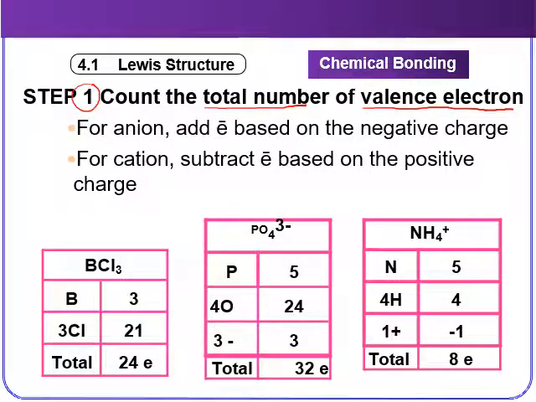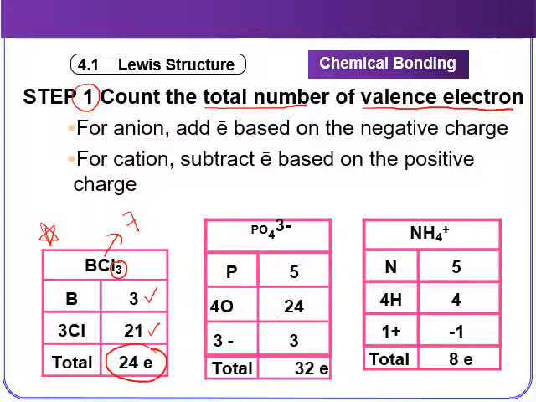So it is a reminder, try to remember the number of valence electrons or the group number for the common elements that you frequently meet in this topic. Okay, so we'll take the BCl3 as an example. Boron is group 13, so it has 3 valence electrons. Chlorine has 7 valence electrons. Here we have 3 chlorine, so 7 times 3, 21. Then we total up, equal to 24 electrons.